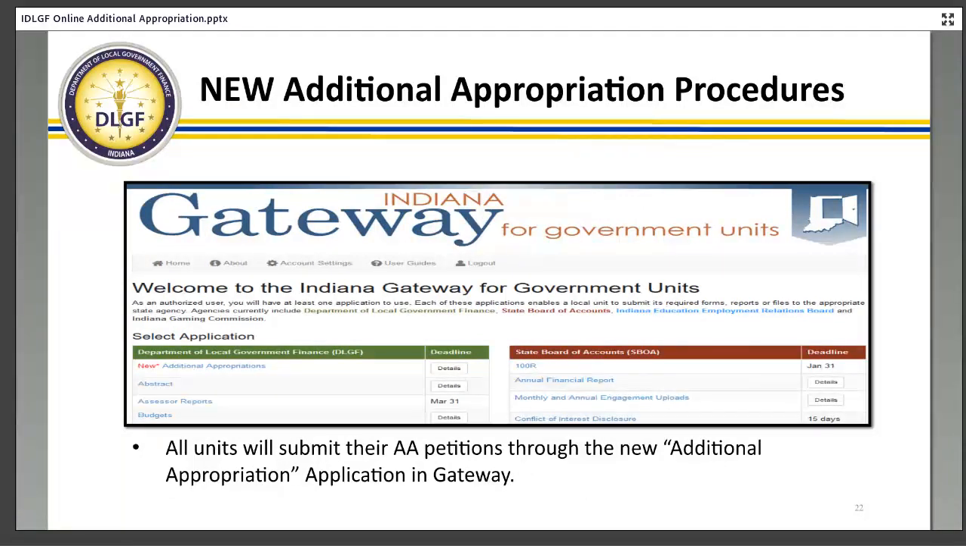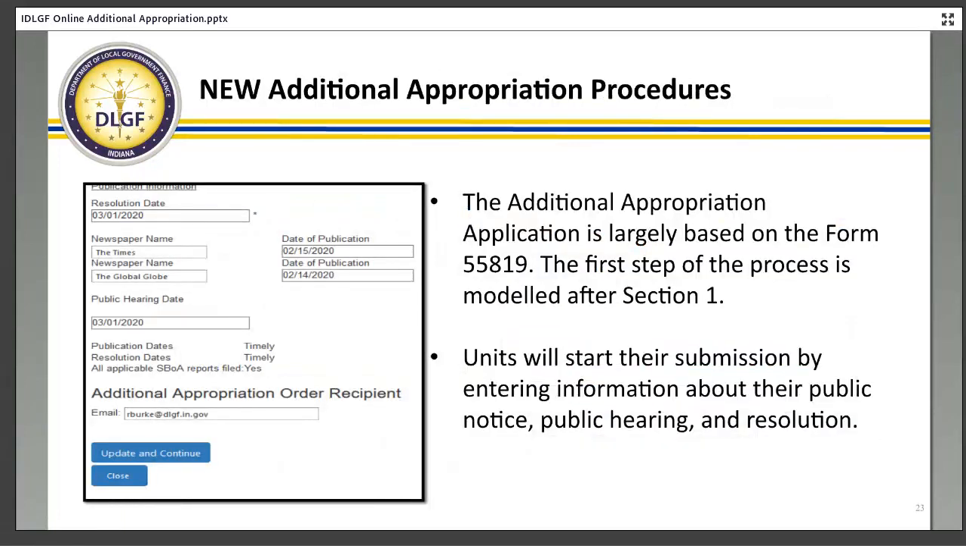While you can't see this in Gateway currently, the slide that we're looking at shows where you'll find this new application that the department is looking at rolling out. Our go live date will be April 1st of 2020. That's when you'll be able to see this application on the left side of the screen, this additional appropriation applications. And that's when you'll begin submitting additional appropriation petitions directly to the department via Gateway.